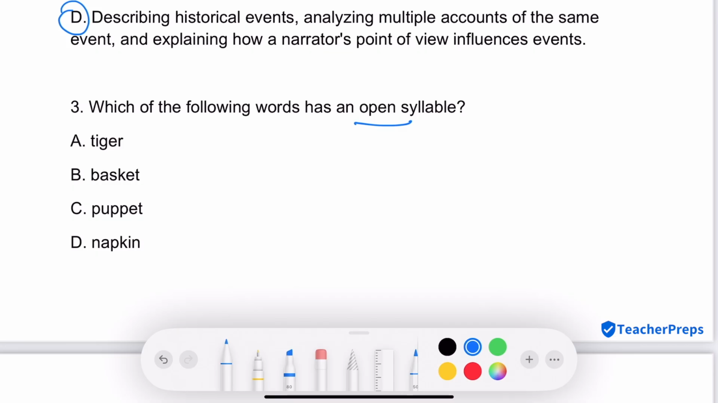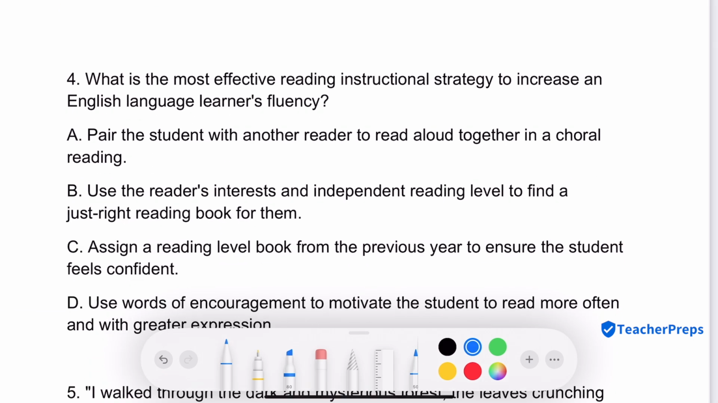Whereas the word tiger, when you break it apart, the first syllable is that ti, ta. The syllable ends with the vowel I, and then you hear the long I sound, and that's the open syllable. So your test will expect you to know the difference. And so in this case, answer option A is correct. You're doing great so far.